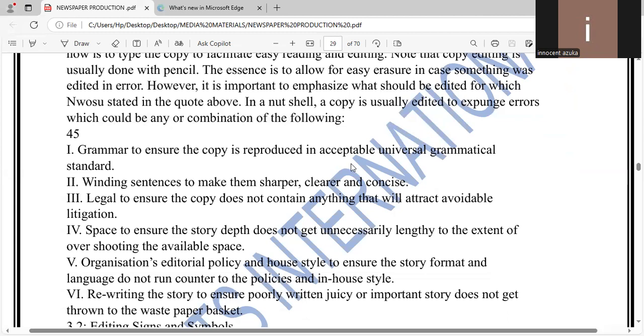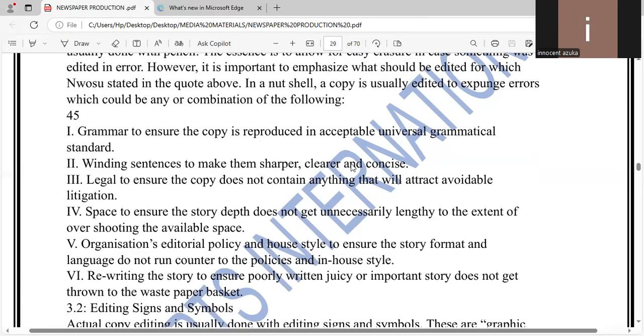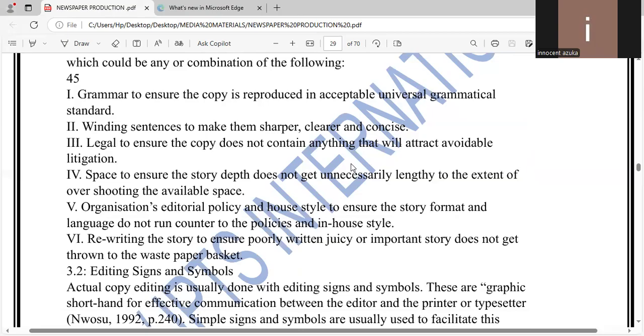doesn't get lengthened to the extent of overshooting the available space. So what I am trying to say in essence is rewriting the story to ensure a poorly written, juicy, important story does not get thrown into the waste paper basket.